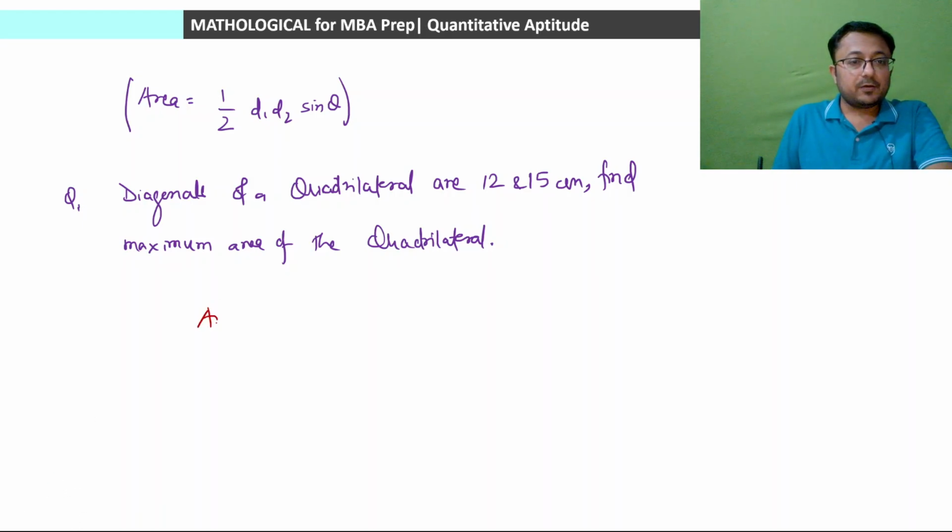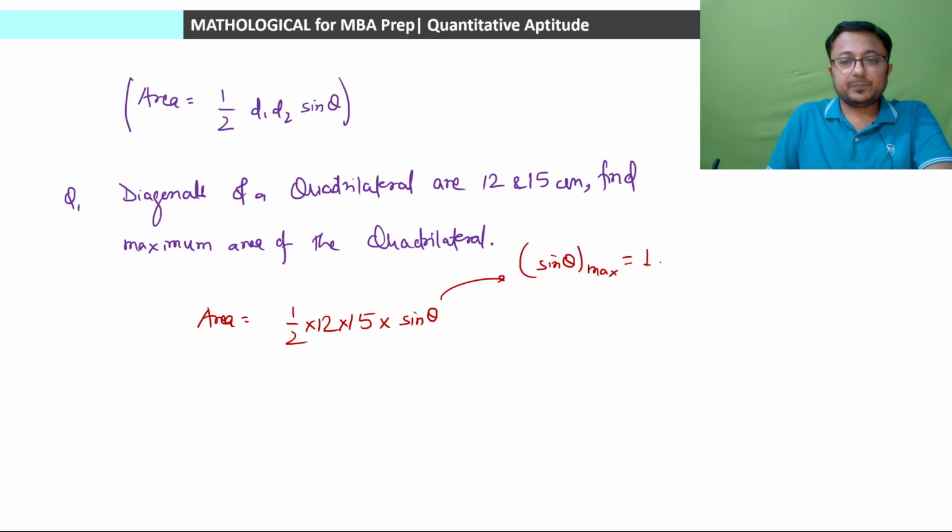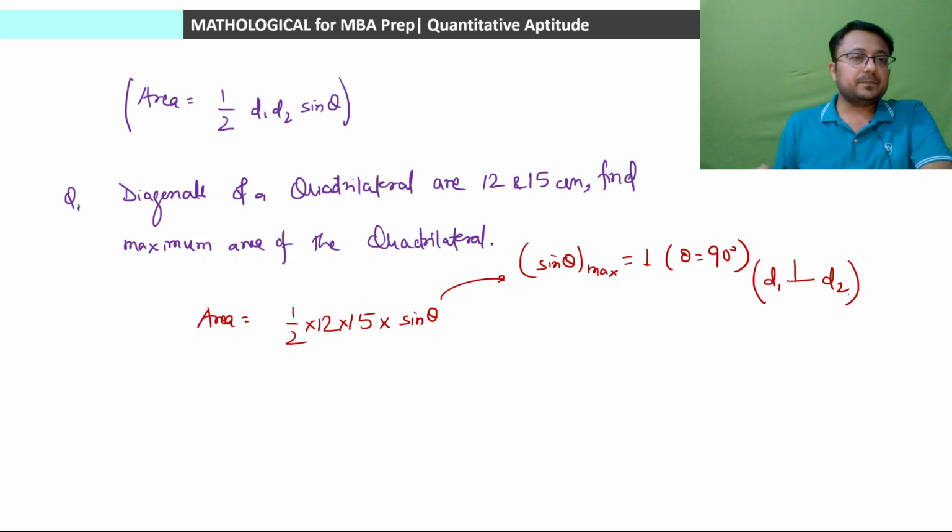So area of the quadrilateral will be equal to 1 by 2 into 12 into 15 into the angle between the diagonals, which is sin theta. And sin theta का maximum value कितना होगा? 1 होगा, because बाकी सब तो fixed है. Maximum value of sin theta is equal to 1 और कब होगा? When theta is equal to 90 degrees. So basically when diagonals are perpendicular, when diagonal 1 is perpendicular to diagonal 2, then area will be maximum.